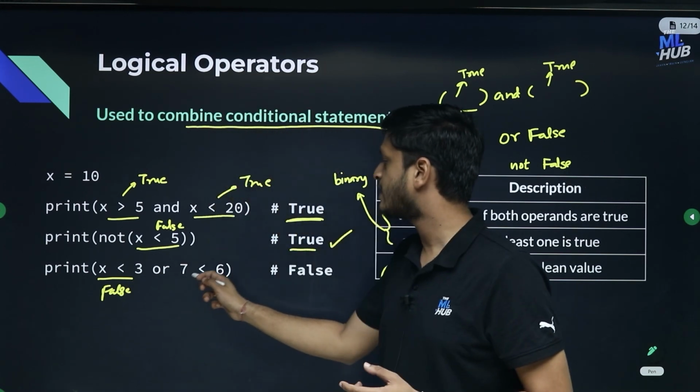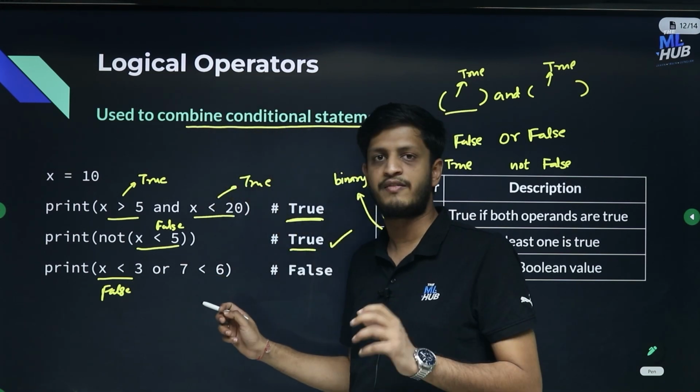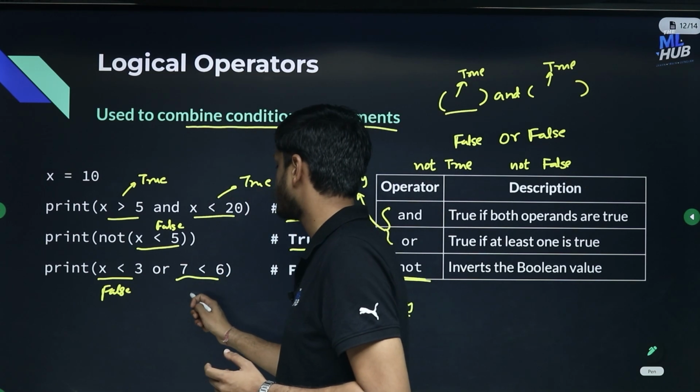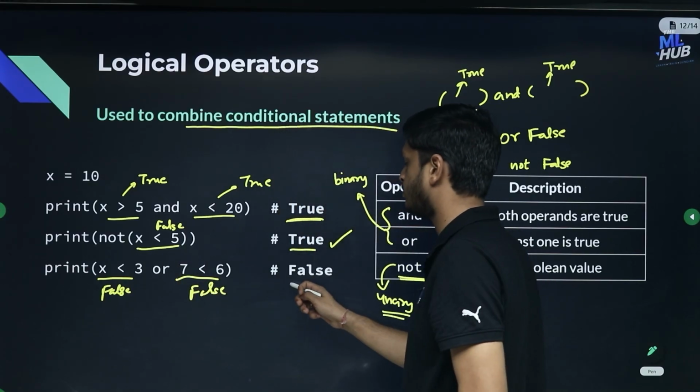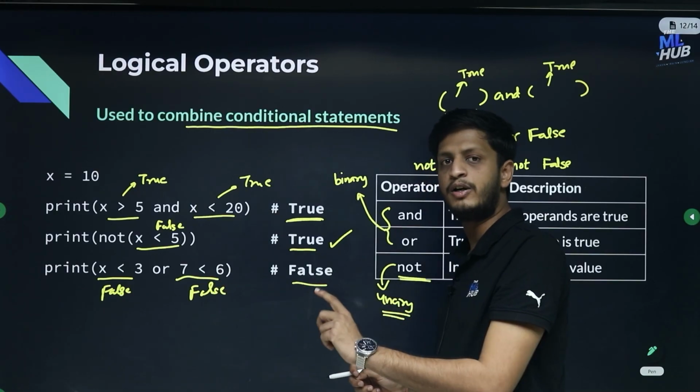And we have or 7 is less than 6. Is 7 less than 6? 7 is not less than 6, so this is also false. And we know that false or false is what? False. If one of the statements had been true, the output would have been true.